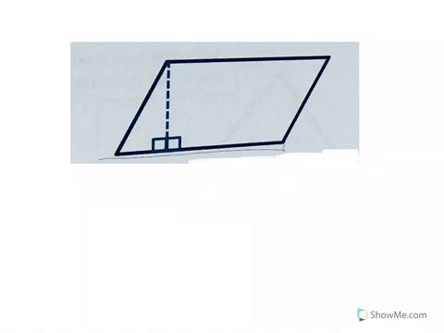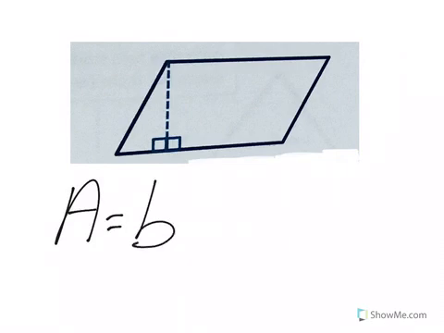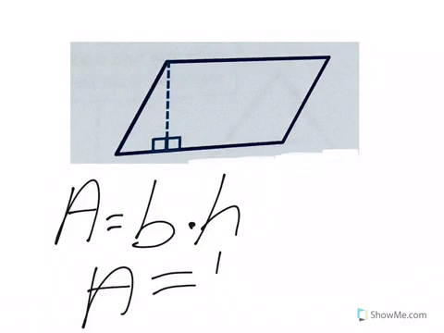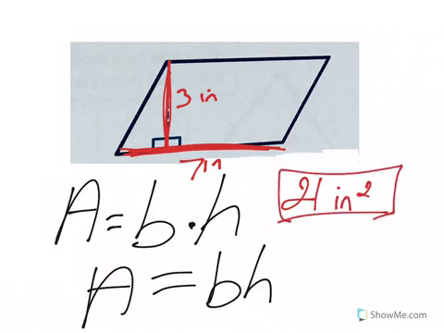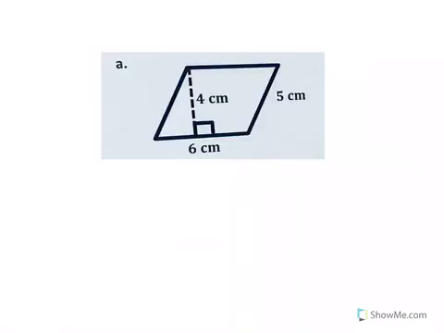To find the area of a parallelogram, area equals base times height, or more commonly, area equals BH, right? Base times height. So base being the length of the bottom part here, height would be this. So again, if this is 7 inches and this is 3 inches, then we would have 7 times 3 is 21 inches squared, because it is area. Okay, let's look at a couple of quick examples here.